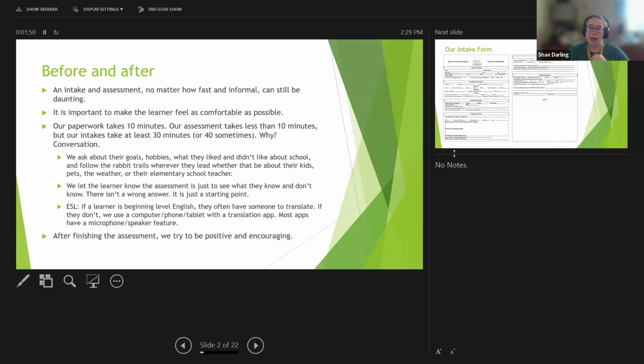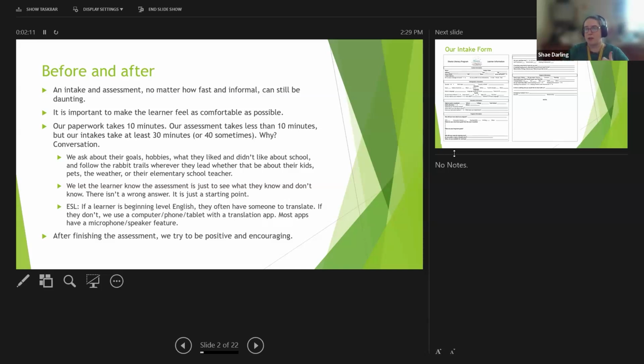And so we set up an appointment for them to come in and do our intake. The intake paperwork actually only takes about 10 minutes. Our assessment is less than 10 minutes, but when the learners come in we usually tell them to allow about 30 minutes. But for the reservation window, we usually try to reserve a whole hour.